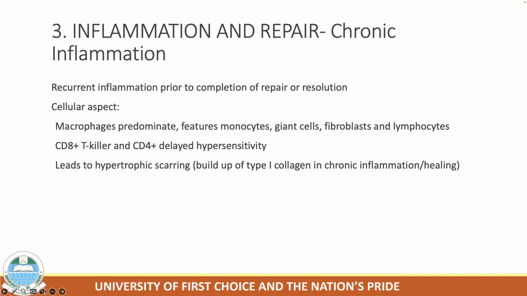Now, for chronic inflammation, there is recurrent inflammation prior to completion of repair or resolution. So the initial inflammation does not complete. Before it is resolved, there's exacerbation again, and then another resolution, and then inflammation again, on and on like that. This leads to something called chronic inflammation, and it's very important in disease formation. It's an important process in the formation of tuberculosis.